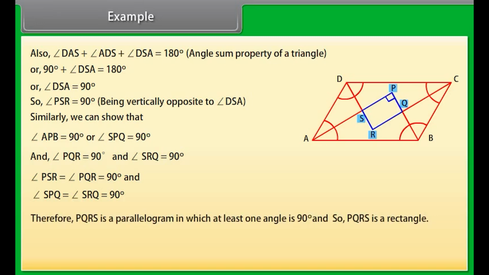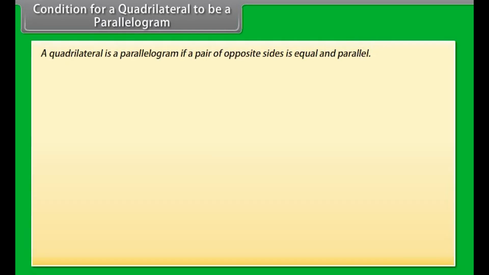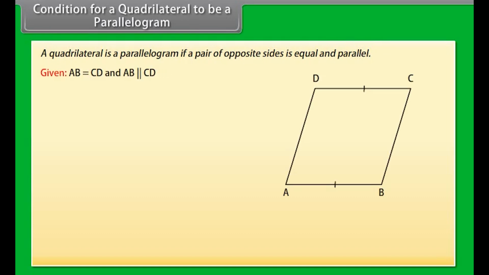Therefore, PQRS is a parallelogram in which at least one angle is 90 degrees, and so PQRS is a rectangle. Condition for a quadrilateral to be a parallelogram. Another condition for a quadrilateral to be a parallelogram is: a quadrilateral is a parallelogram if a pair of opposite sides is equal and parallel. Given that AB is equal to CD and AB is parallel to CD, we have to prove that ABCD is a parallelogram. Draw a diagonal AC.